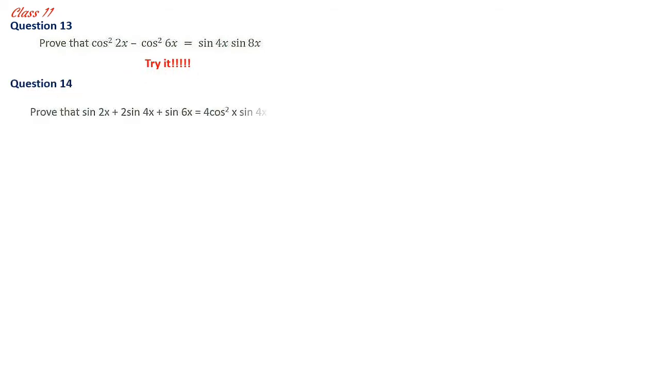Question number 14, when we do, prove that sin 2x plus 2 sin 4x plus sin 6x is equal to 4 cos²x sin 4x. Here sin 2x plus 2 sin 4x plus sin 6x. That is what LHS is. When we take, just group it, sin 2x plus sin 6x. These two we can group because here there is a 2. So just we have to keep it separate. First and last we can keep together so that it is in the form sin x plus sin y.